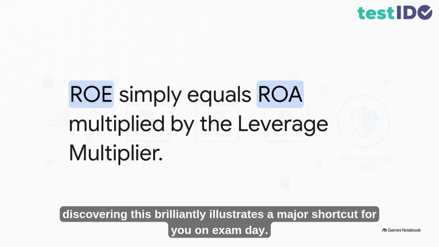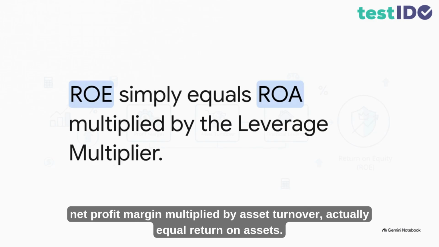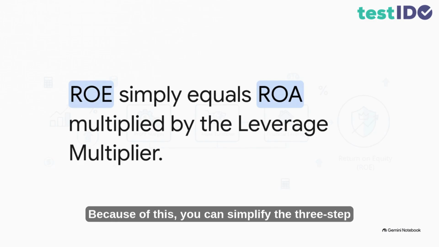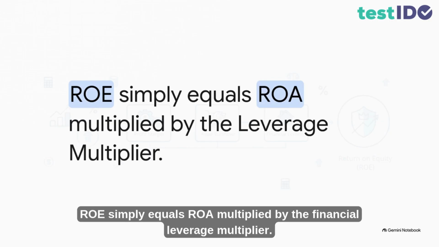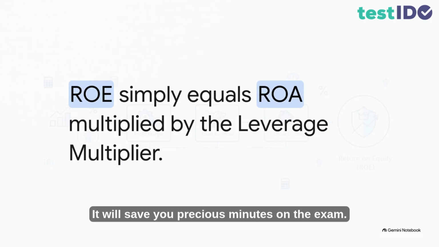Now, discovering this brilliantly illustrates a major shortcut for you on exam day. If you look really closely, the first two parts of DuPont, net profit margin multiplied by asset turnover, actually equal return on assets. Because of this, you can simplify the three-step formula right down into a two-step formula. ROE simply equals ROA multiplied by the financial leverage multiplier. Seriously, memorize this shortcut. It will save you precious minutes on the exam.